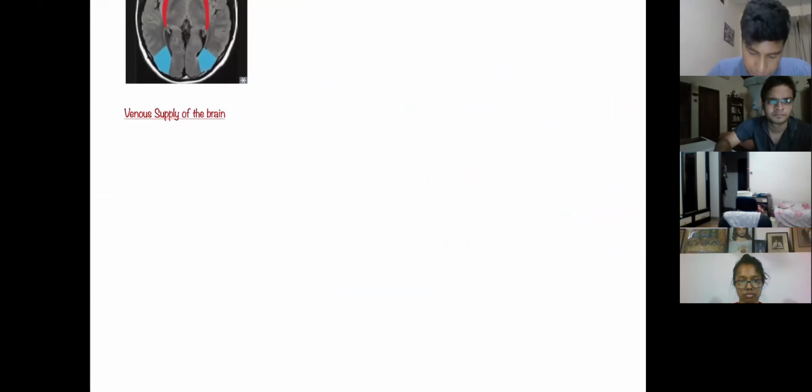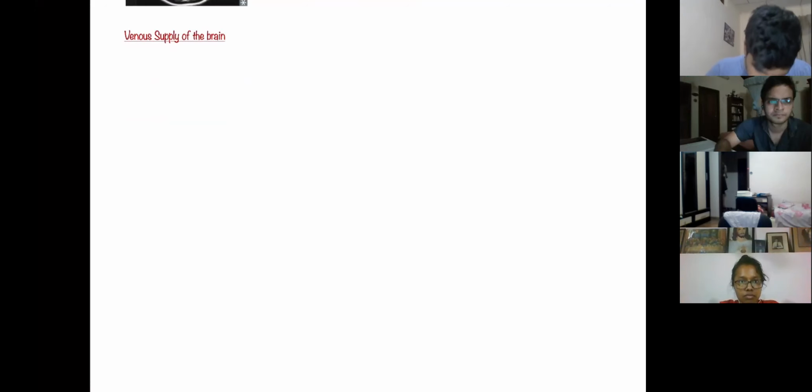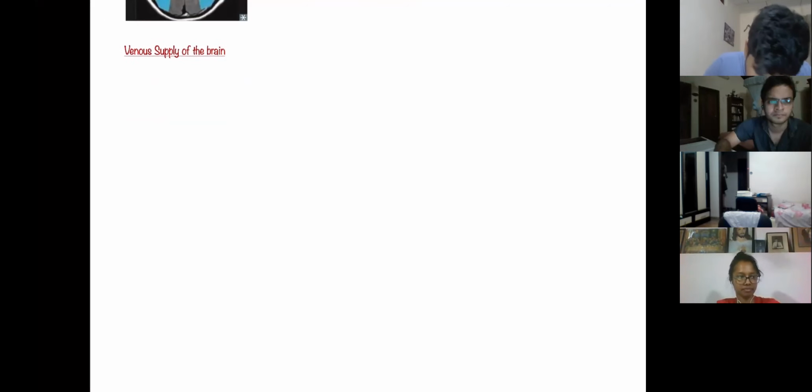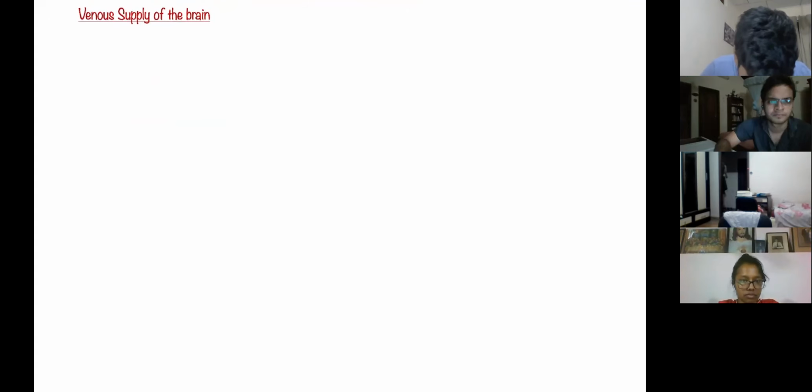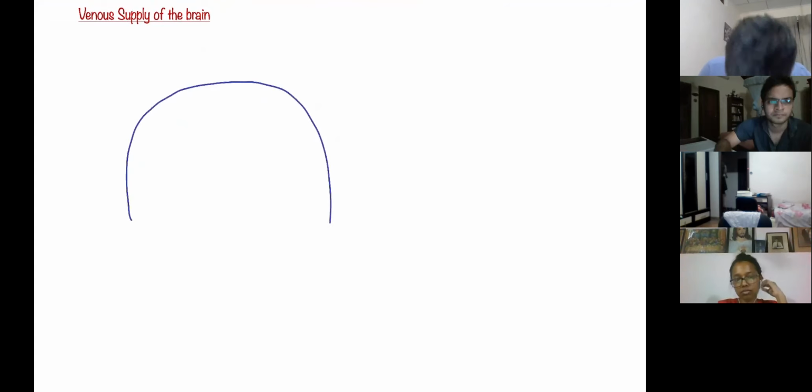Now the venous supply of the brain. I already talked about the cavernous sinus, but especially for the people who will do anatomy, I'm about to add two things. First thing, the location of the venous sinuses. Now I'm drawing the skull of a person. This is the skull of a person.